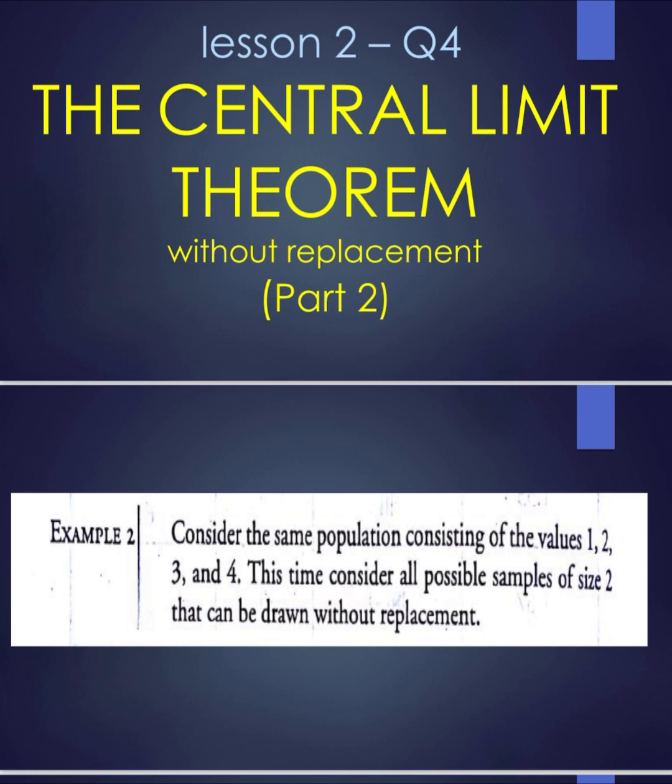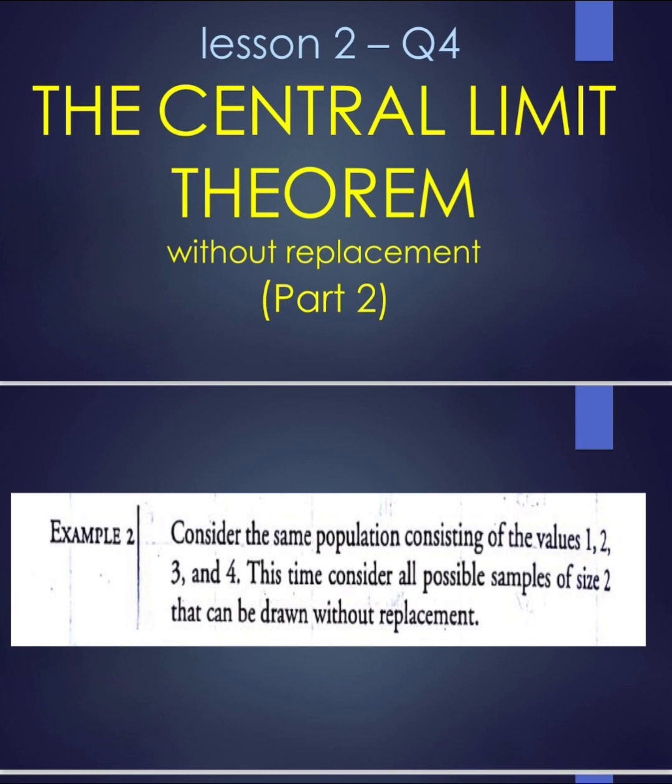So for today's video, let's discuss part 2 of lesson 2, quarter 4, the central limit theorem without replacement. In part 1 of our discussions about the central limit theorem with replacement, we concluded that if samples of size n, sufficiently large, are drawn from any population with a mean and standard deviation, then the sampling distribution of sample means approximates a normal curve or normal distribution.